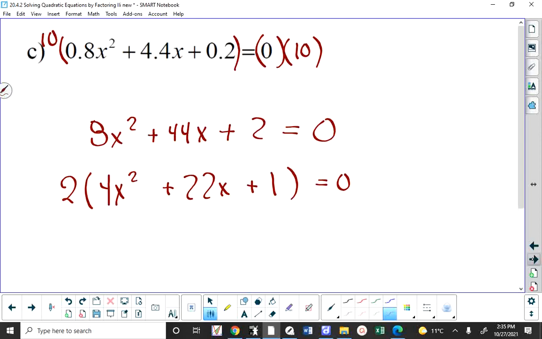We could double check here. 2 times 4 would give us the 8 in the x squared. 2 times 22 would give us the 44 as the coefficient of x. And 2 times 1 would give us the constant term. Now we're ready to factor it.